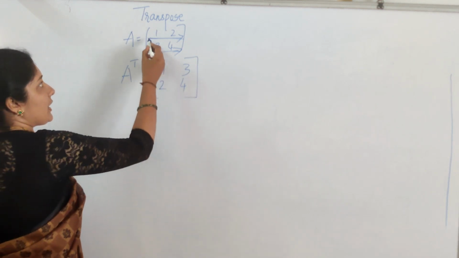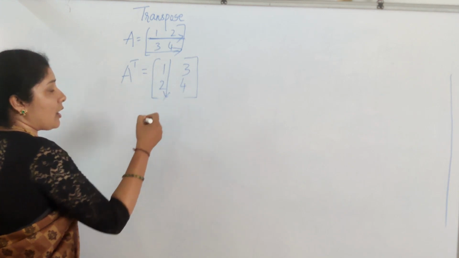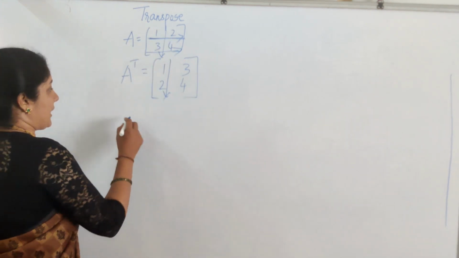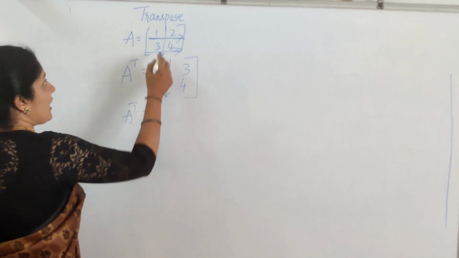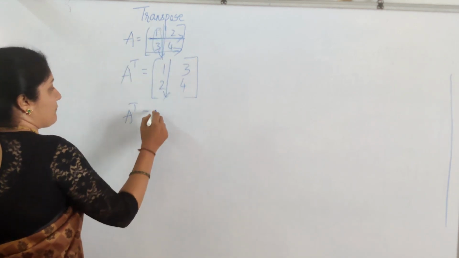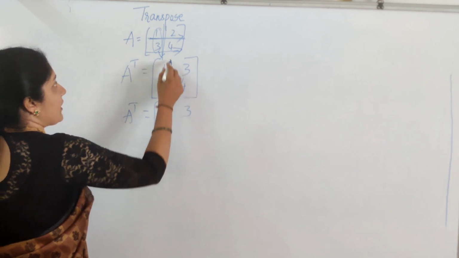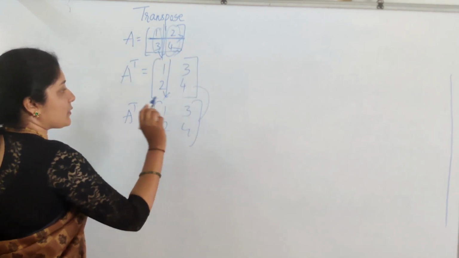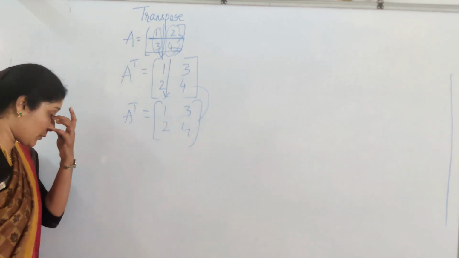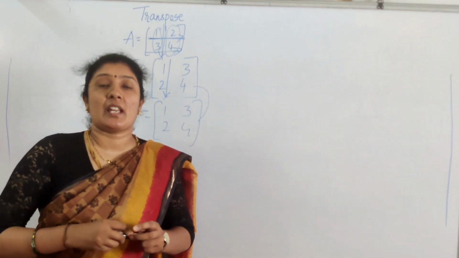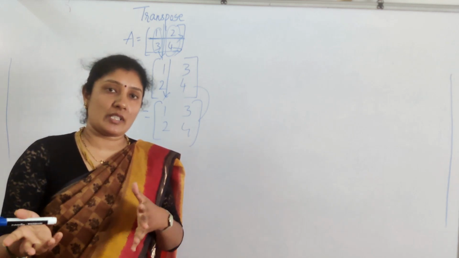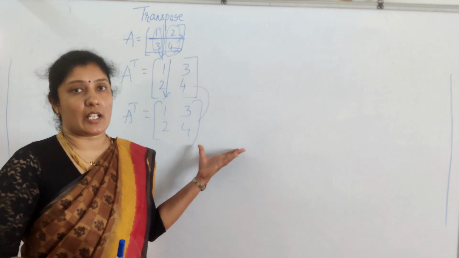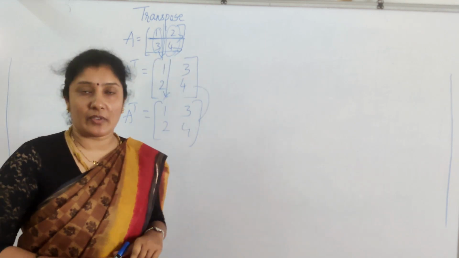See, we can write row as column or column as row. Both are one and the same, I tell you. Column, write it as row 1, 3. Column, write it as row 2, 4. So these two are same. So the transpose of a matrix is nothing but writing rows as columns or columns as rows. That is called as the transpose of a matrix.